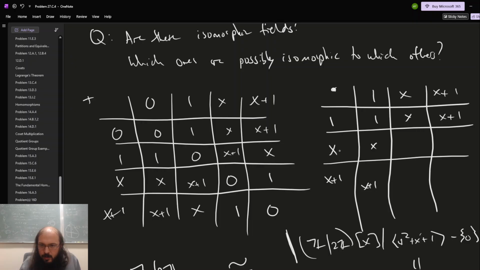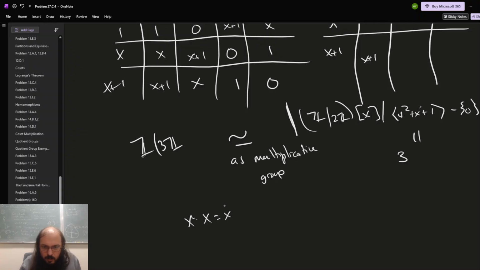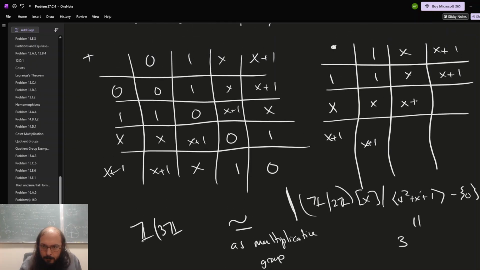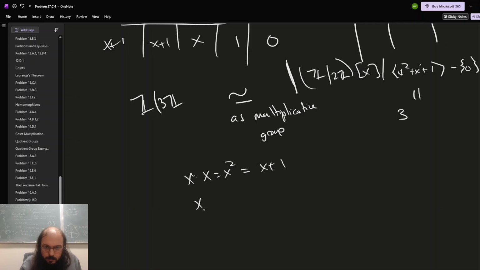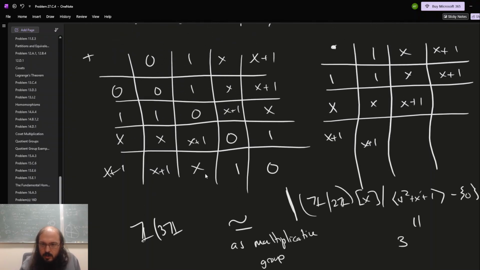Let's see that that's true. X times X is X squared, which we saw is equal to X plus 1. X times X plus 1 is equal to X squared plus X, which is equal to X plus 1 plus X, or 2X plus 1, or just 1. Amazing. And now it's commutative, so it's symmetric.